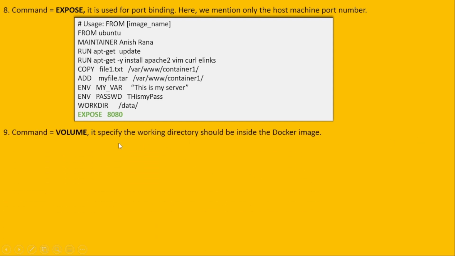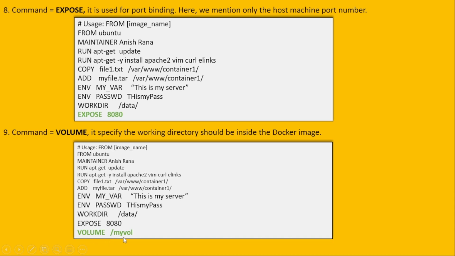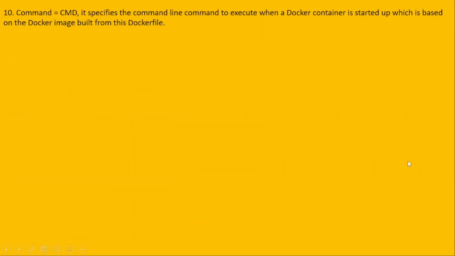And the ninth command is VOLUME. If you want to mount a volume, as of now I have not covered the volume topic, so maybe it is a bit different to explain what a volume is. For the moment you can just think that I am attaching one new mount point inside this container, and whenever I am copying any file inside this container, all these files will be stored in some other place, not inside the container. So VOLUME slash vol.